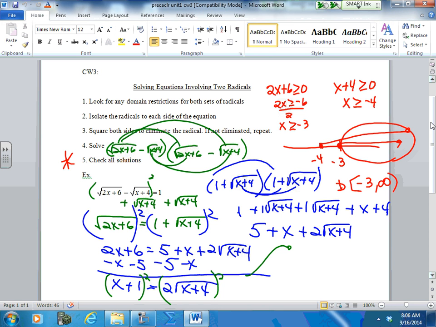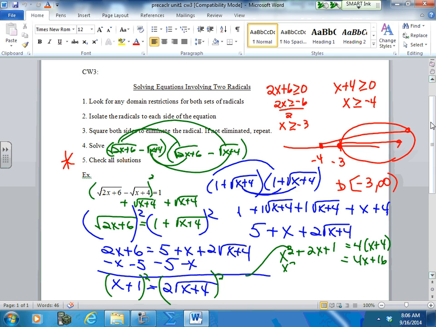Square 2, which is 4. 4 times x plus 4. And x plus 1 squared is x squared plus 2x plus 1. Now you got something that's more doable. Worst case scenario, 2 radicals. 2 radicals take a little bit longer. So distribute.